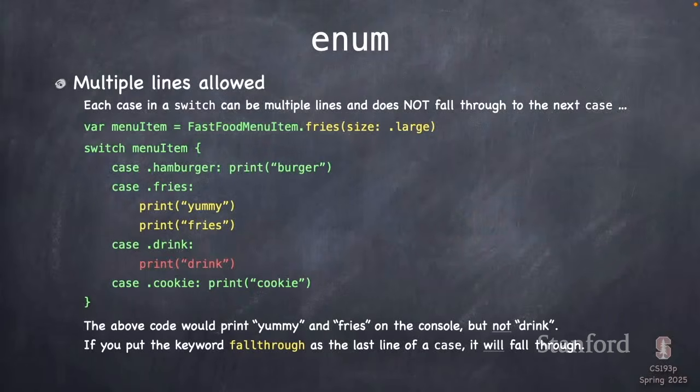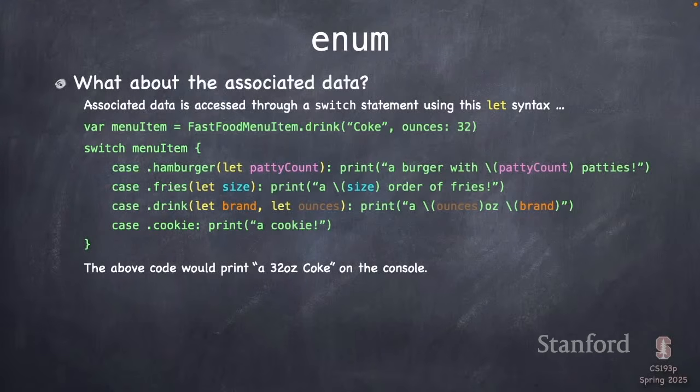I think it's only in there because people come from other languages that it falls through and they think they want that. But there are other ways to share code between the cases using functions or other things that I think are better. So I tend to stay away from fall through. So how do we get to the associated data?